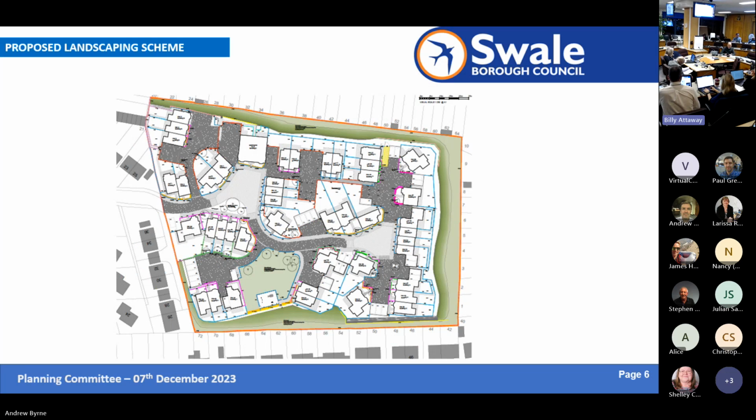And then in terms of landscaping, the proposal, so because a lot of work's been done to the banks as a result of the levels changes, the previous scheme included landscaping proposals around the perimeter of the site. Those have needed to be changed, and the application includes a range of landscaping measures on the bank and also within the development itself.